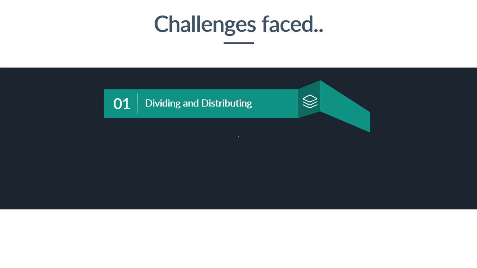The first one here is, you need to divide and distribute the data into all these four machines. This is one of the challenges, because dividing and distributing are two different things. Dividing is making chunks of 1 terabyte, 1 terabyte, 1 terabyte. And distributing is sending the first 1 terabyte of data to the first machine, the second to the second machine, the third to the third machine, and the fourth to the fourth machine. So dividing and distributing is one of the major challenges.